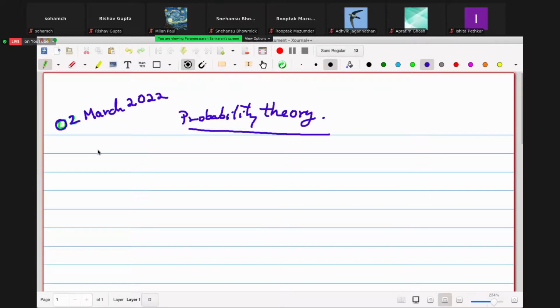So we were doing some problems involving distribution. I want to do a few more problems before I talk about random vector and joint distribution function. Okay, so this is the plan for today. Let me do the following problem.